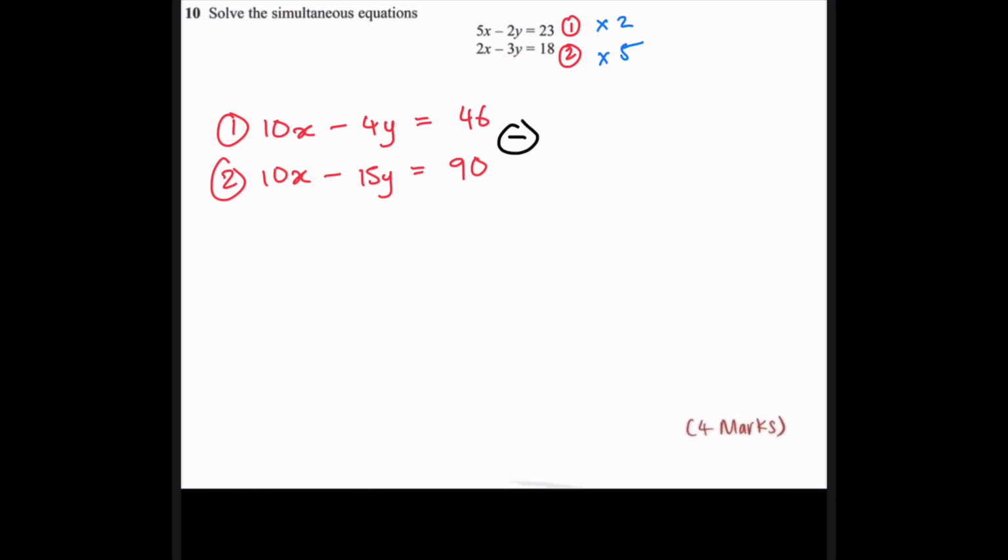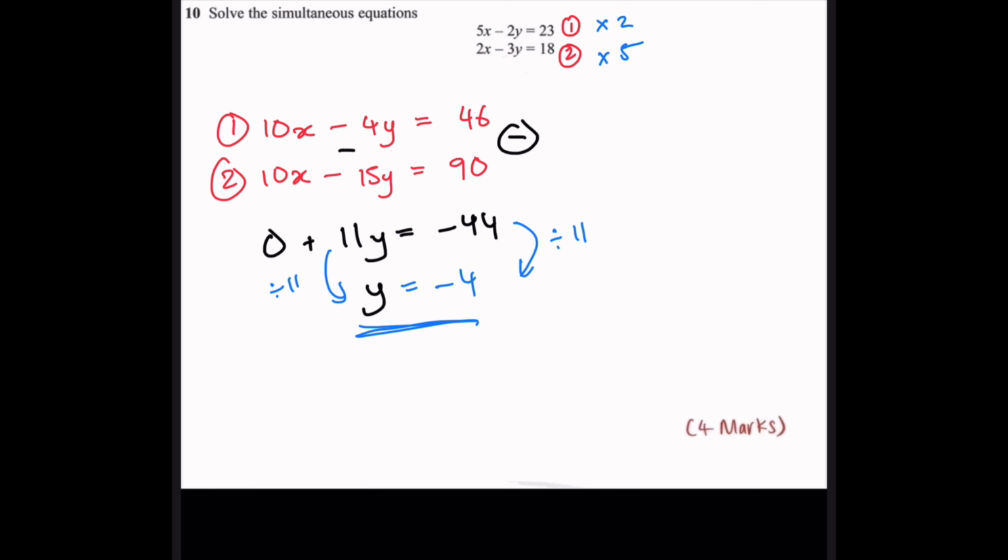Let's do that in a line. 10x minus 10x gives me 0. Minus 4y minus 15y becomes a plus, so minus 4y plus 15y equals 11y, equals 46 minus 90, which gives me minus 44. So now I have 11y equals minus 44. Y then equals, if I divide both sides by 11, y equals minus 4.